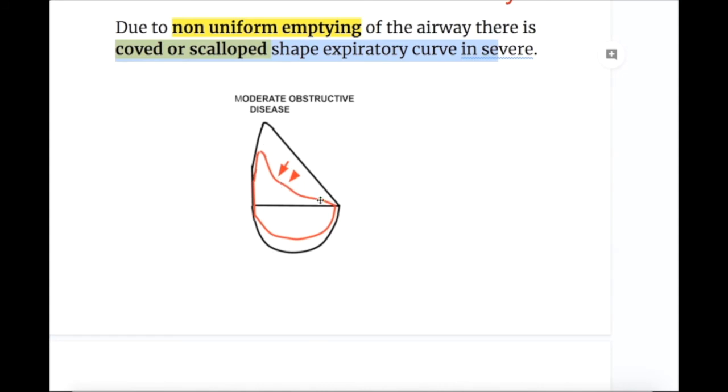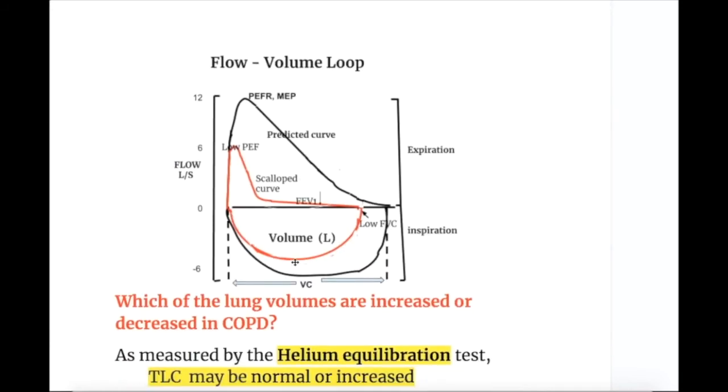The concavity during the expiration is increased on the red colored loop. And this is the severe case with a scalloped curve in the red loop. Normally it should have been peak expiratory flow rate at this point, but here in severe cases of the obstructive disorder, peak expiratory flow rate is here. There is low FVC and FEV1 is reduced.